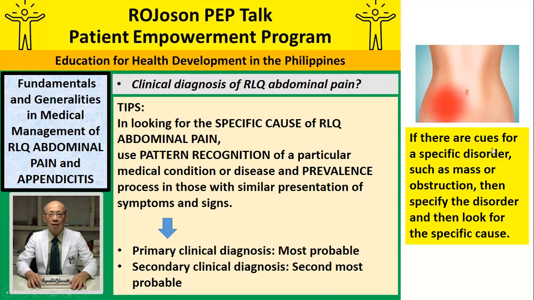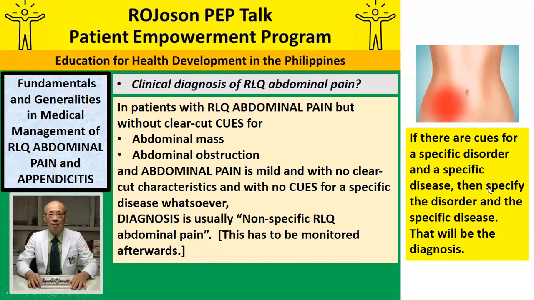If there are cues or clues for a specific disorder or disease, such as a mass or obstruction, then specify the disorder. Once you have a mass, you have abdominal mass as a disorder. If you have obstruction, then you have abdominal obstruction as the first diagnosis. But you don't stop there. You go further and try to look for the specific cause. What is the mass? What is causing the mass? What is the more specific cause for the obstruction? If there are cues for a specific disease, then specify the specific disease. In the end, that will be the diagnosis.